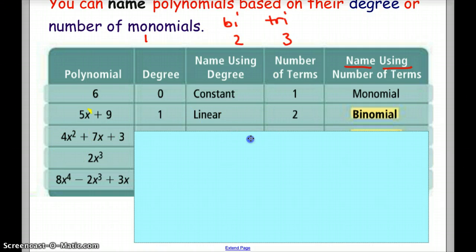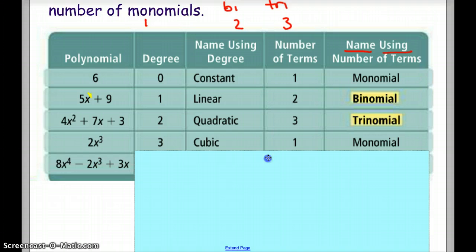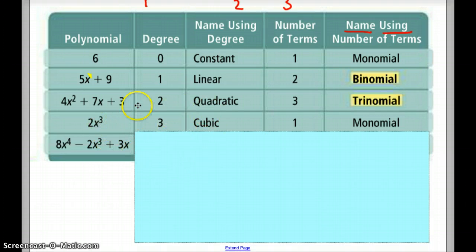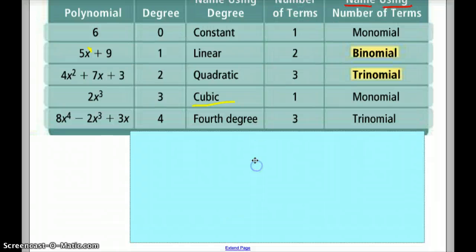Okay, the next one has a degree of, you guessed it, 2. If it has a degree of 2 or it has a square, it's called quadratic. The number of terms is 3, so it's called a trinomial. 2x to the third power, what do you think the degree is? The degree is 3. Since it has a degree of 3, it's called cubic. The number of terms is 1, so it's a monomial. And the last one, 8x to the fourth minus 2x to the third plus 3x, has a degree of 4. Anything greater than 3 is called a fourth degree polynomial. It has 3 terms, so it's called a trinomial.